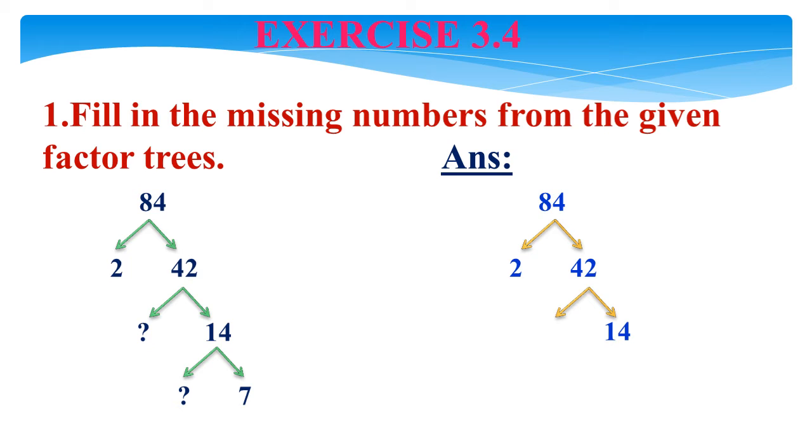So 3 times 14 is 42. So the missing number is 3. Now 3 is a prime number, 14 is a composite number. So 14 can be broken into 7 and a missing number. So the missing number is 2, because 2 times 7 is 14.